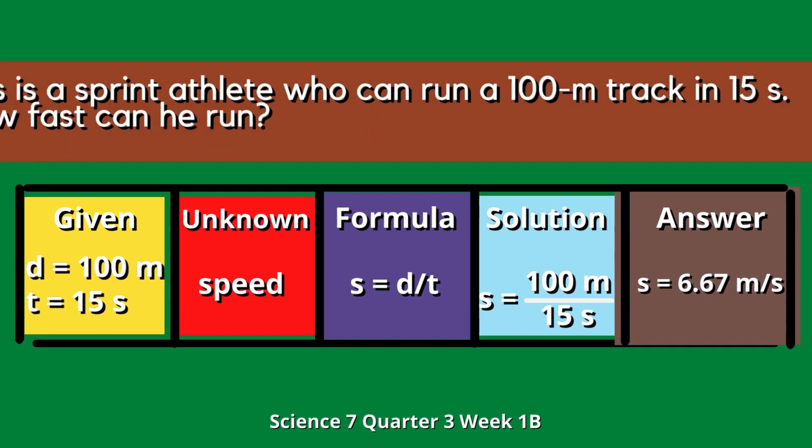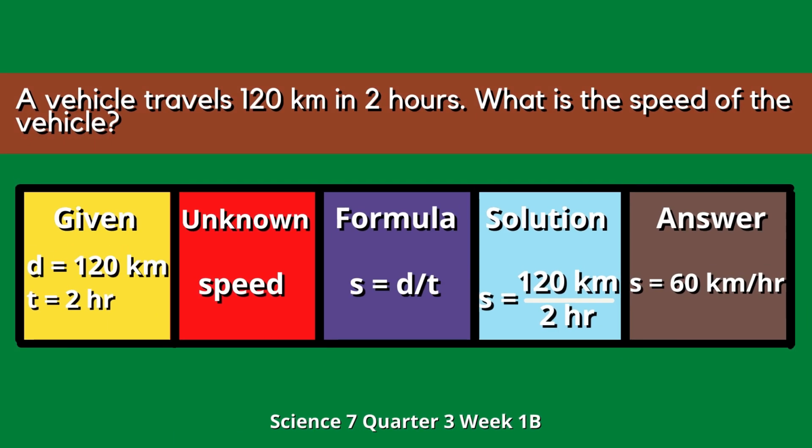Problem number 2. A vehicle travels 120 kilometers in 2 hours. What is the speed of the vehicle? Given, distance is equal to 120 kilometers. Time, 2 hours. Unknown, speed. Formula, speed is equal to distance divided by time. Solution, speed is equal to 120 kilometers divided by 2 hours. Final answer, speed is equal to 60 kilometers per hour.